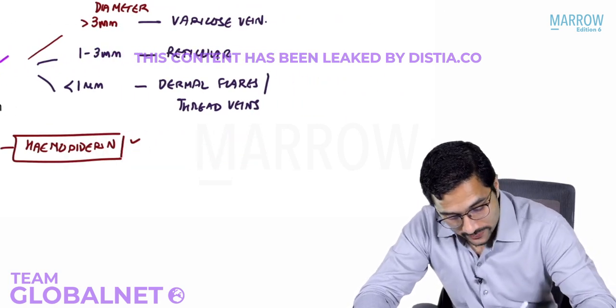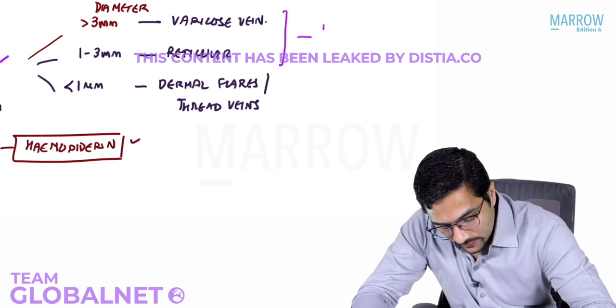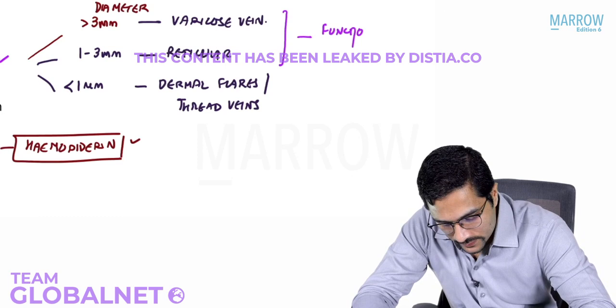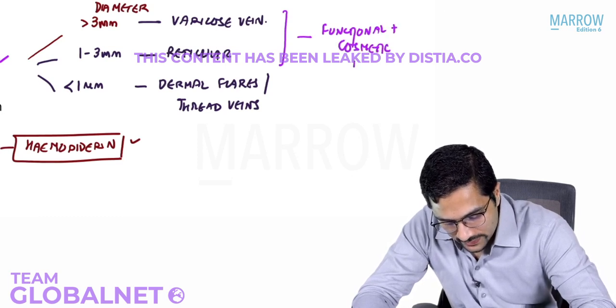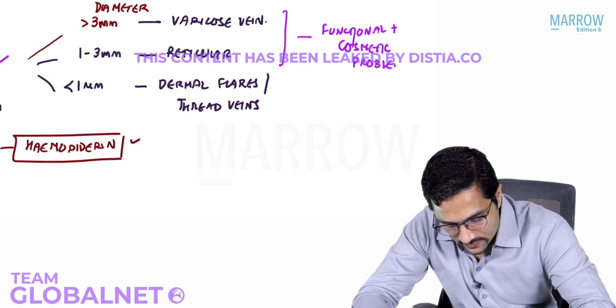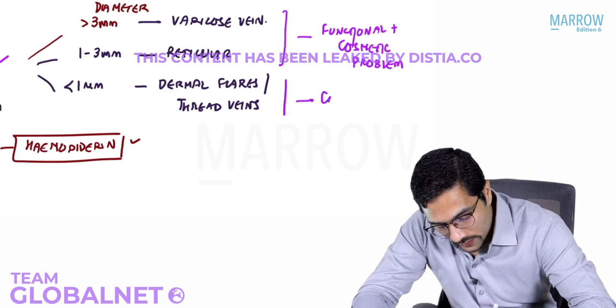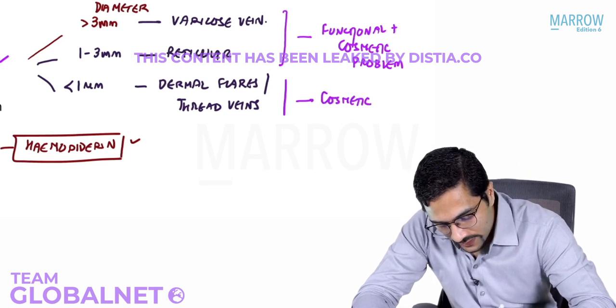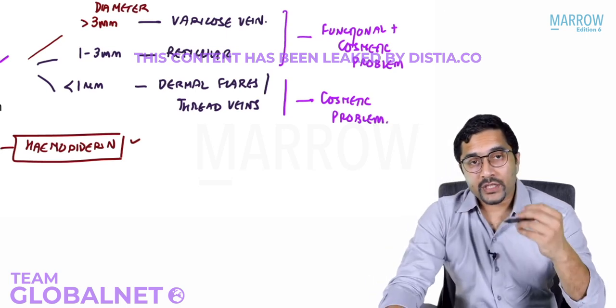And you should know that varicose veins and reticular veins are a functional plus a cosmetic problem. So they are a functional problem as well as a cosmetic problem. Whereas dermal flares and thread veins are only a cosmetic blemish, right? They are a cosmetic problem predominantly. So let's look at the images of these veins.